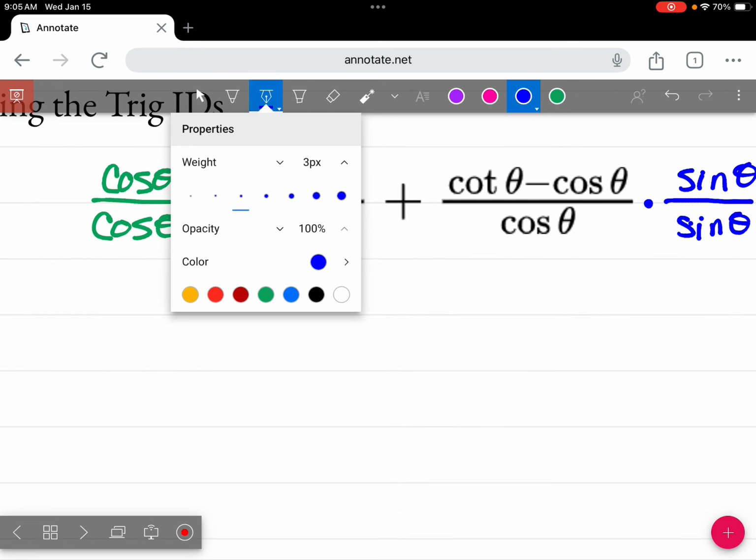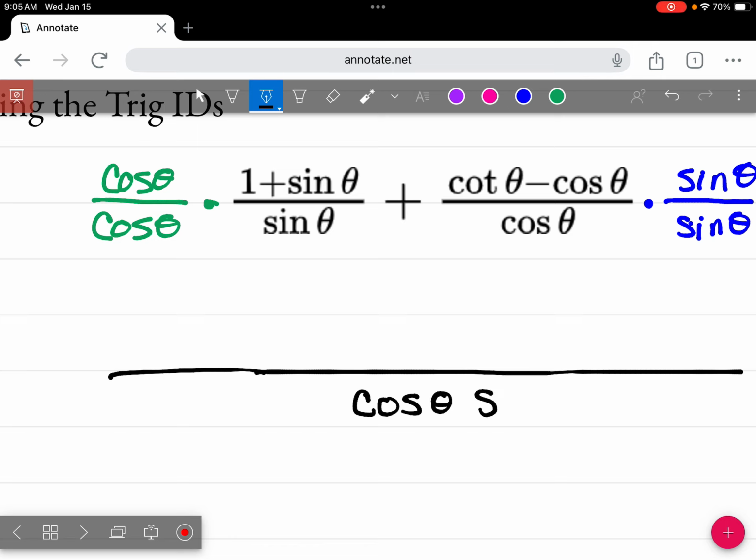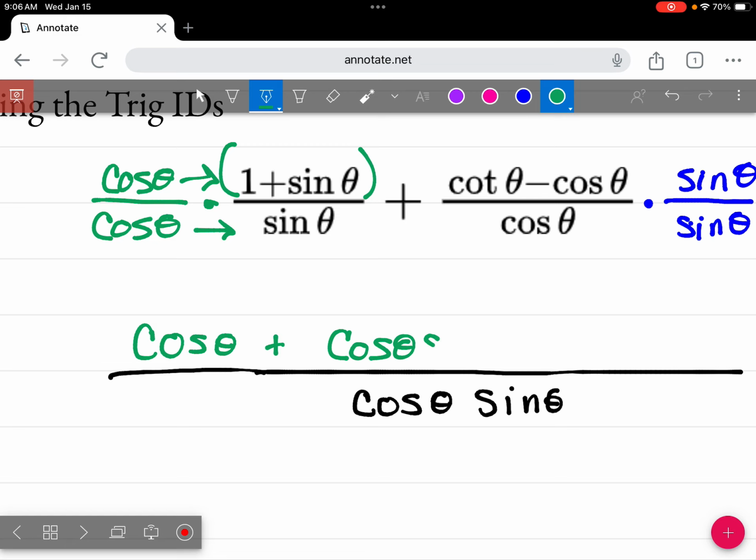So when we come down, we can do this all in one, because honestly, we are super strong. We're going to have that common denominator of cosine theta, sine theta, because we multiply these together. Then we're going to need to multiply cosine times this whole product here. Cosine times 1 plus sine. That's going to give us cosine of theta plus cosine theta times sine of theta. Right?